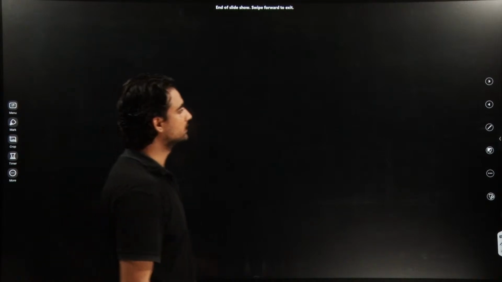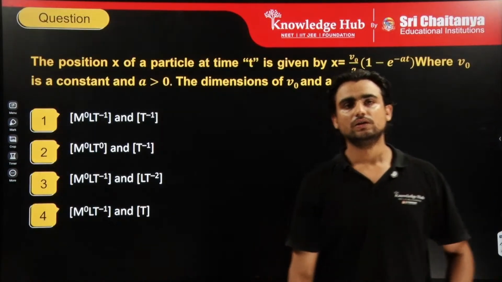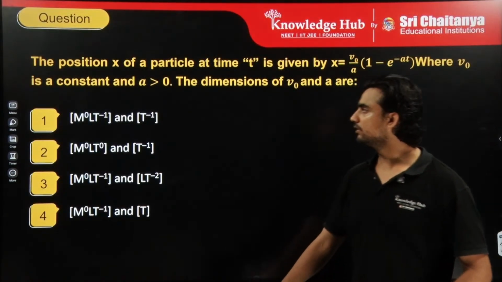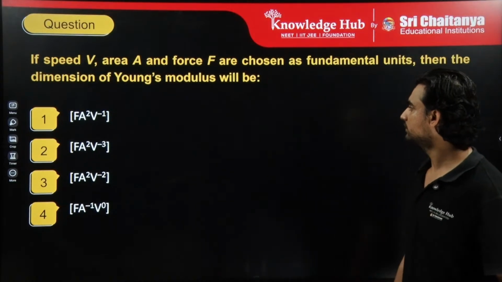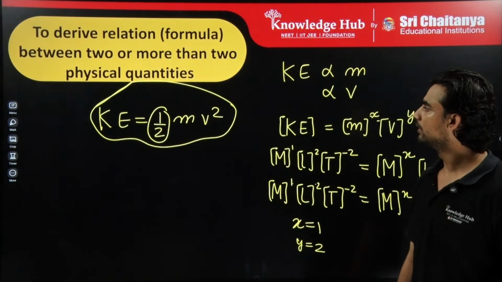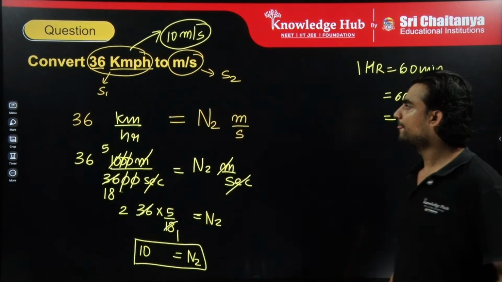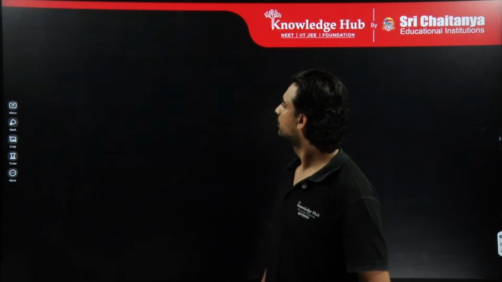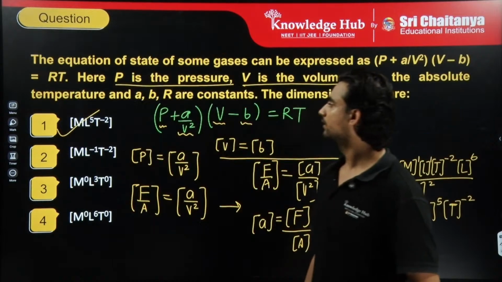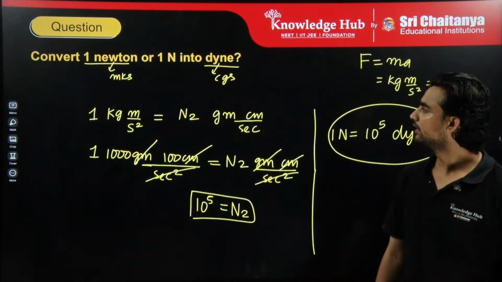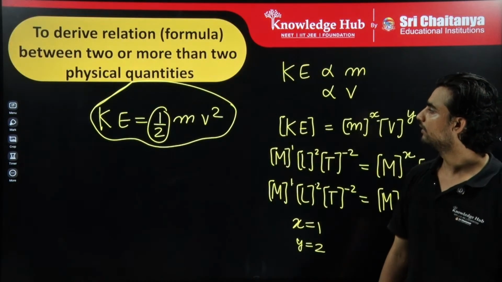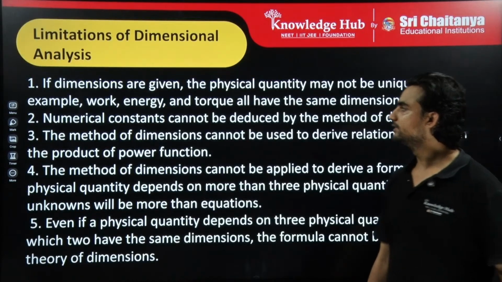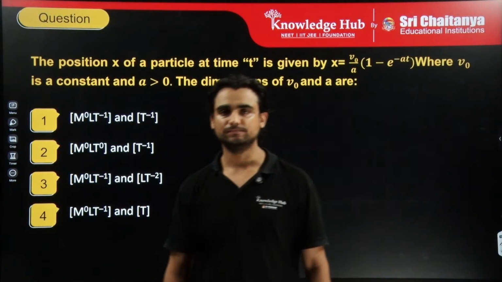I hope this is clear to you. So I request you now to please solve the homework. How many questions do we have? I have a total of 6 questions, 1, 2, 3, 4, 5, 6. 6 questions for homework. Please solve them.